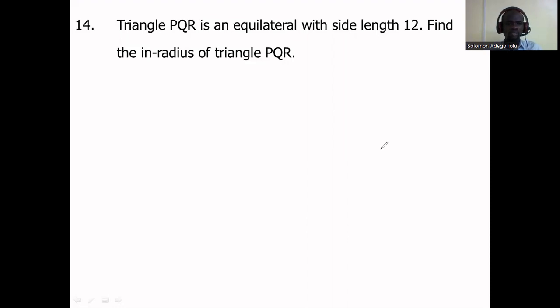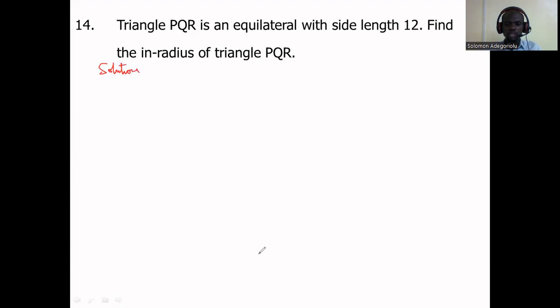All right, the next question. Triangle PQR is an equilateral triangle with side length 12. Find the inradius of triangle PQR. All right, let's take a look at the solution to this question.